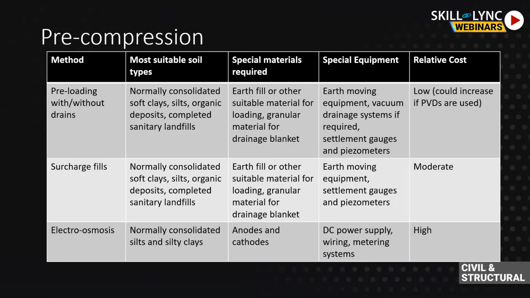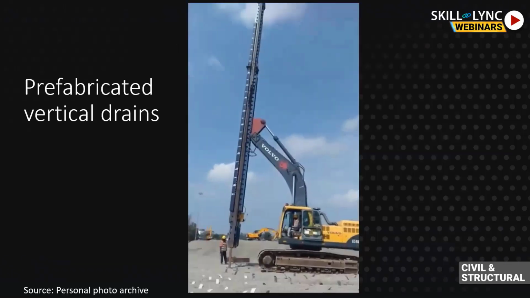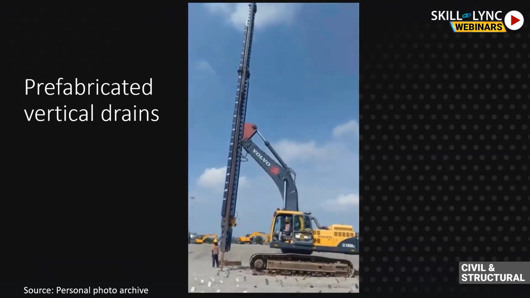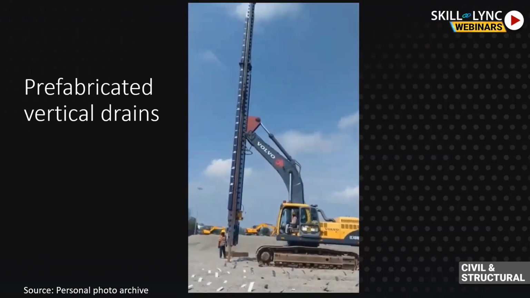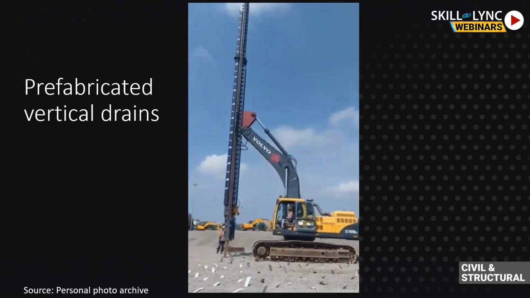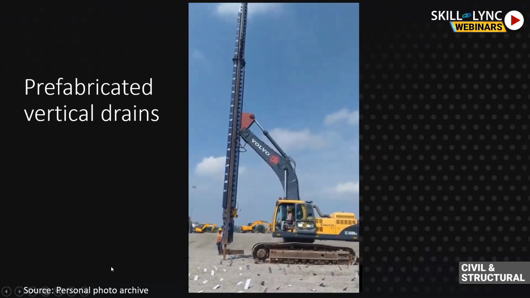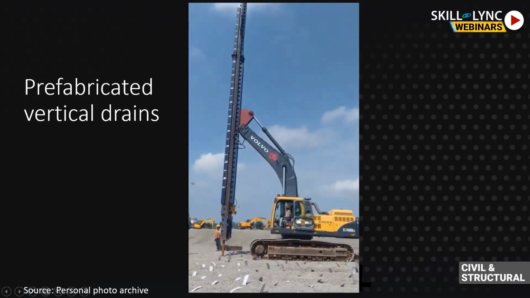It's a very costly method and is generally not used for larger projects. And this is a short video on the installation of prefabricated vertical drains. The machine used is just the normal excavator, where the bucket is replaced with the mast that's seen. The white small ribbon-like structures, those are the prefabricated vertical drains.